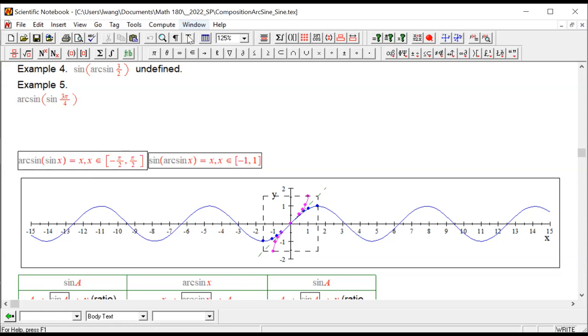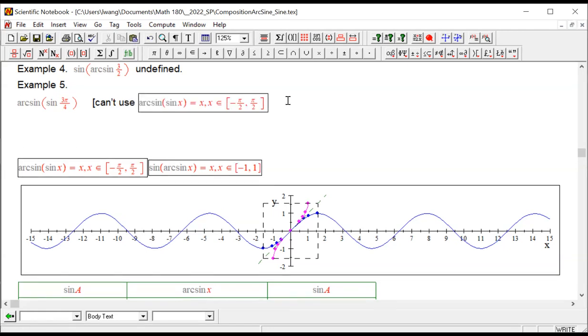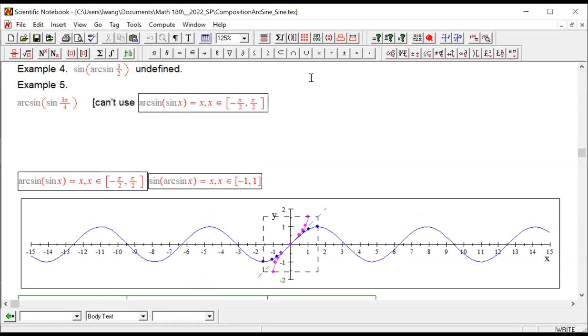So I'm just going to put a note there: cannot use this identity. Then what can we do? As I mentioned earlier, you don't need to worry about which sign it is.